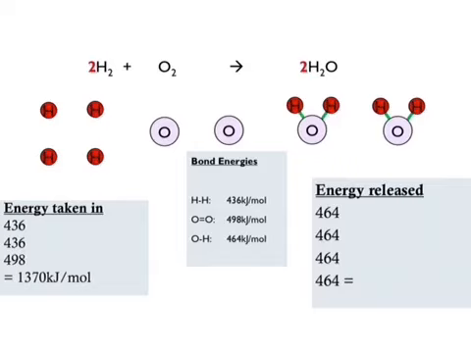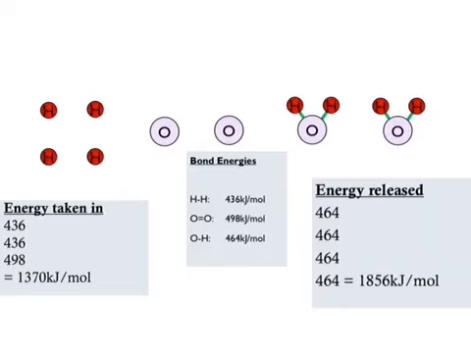So in order to do this, we need to work out our amount of energy. As we have got 4 hydrogen to oxygen single bonds, we need to do 4 times 464 kilojoules per mole, or 464 plus 464 plus 464 plus 464. By doing this, we get a value of 1,856 kilojoules per mole of energy that will be released in this reaction.